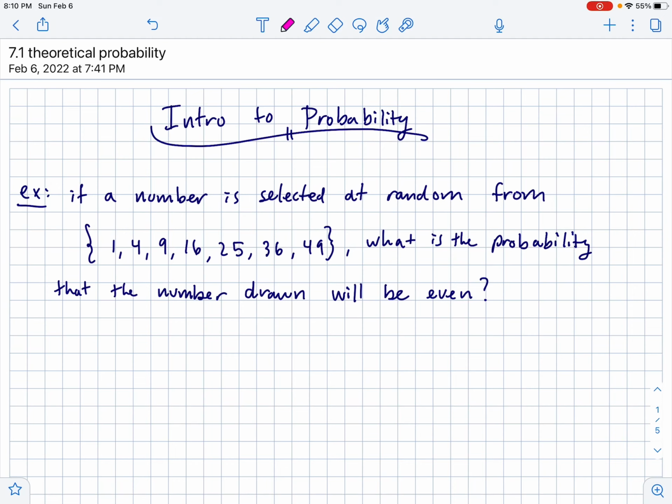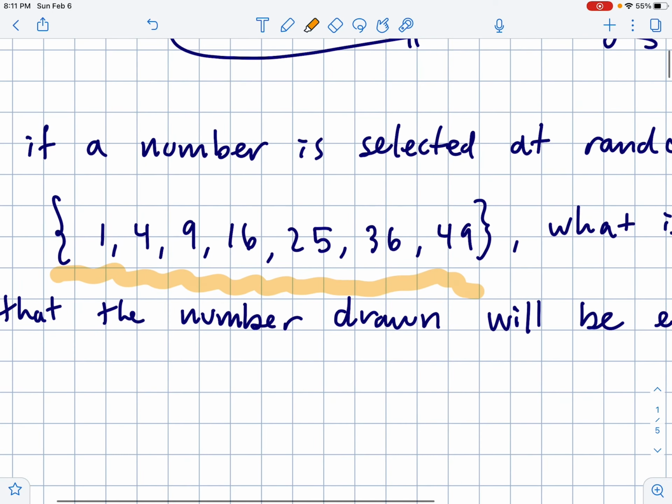First up, we're going to start with an example. If a number is selected at random from this number set right here, 1, 4, 9, 16, 25, 36, 49. So we're just going to reach in and grab one of those numbers. It says none of them are more likely to get grabbed than any other one. They all have a fair chance of getting picked. What's the probability that the number drawn will be even?